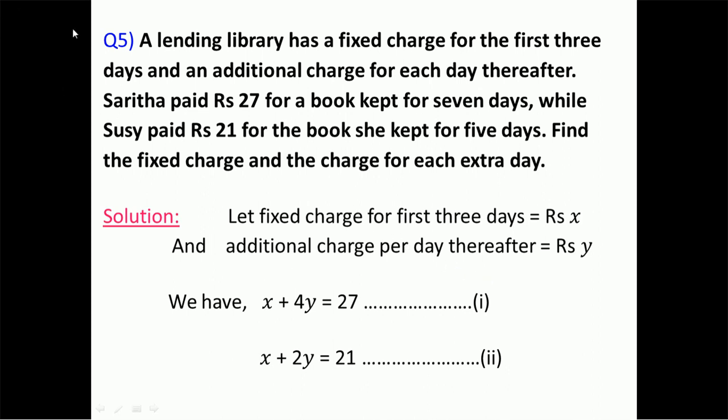So what they said, a lending library has a fixed charge for first 3 days. There are fixed charges, and thereafter if the books are kept, then there are charges per day. So let the fixed charge for first 3 days be rupees x, and additional charge per day thereafter be rupees y.